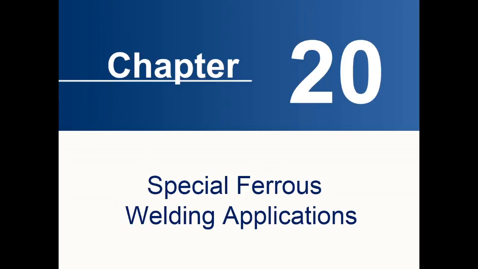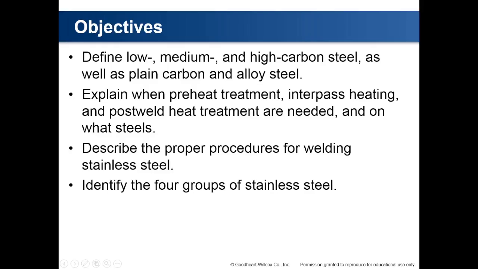Chapter 20, Special Ferrous Welding Applications. Objectives. Define low, medium, and high carbon steel, as well as plain carbon steel and alloy steel. Explain when preheat treatment, interpass heating, and post-weld heat treatment are needed, and on what steels. Describe the proper procedures for welding stainless steel. Identify the four groups of stainless steel.